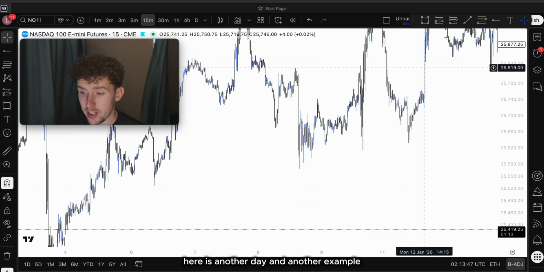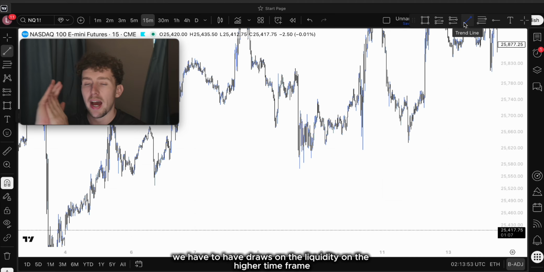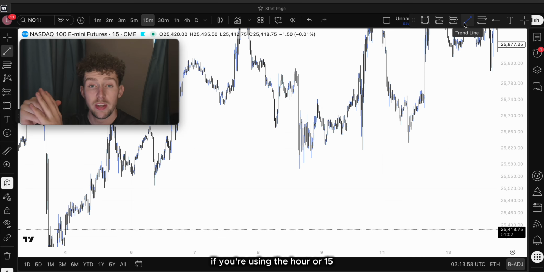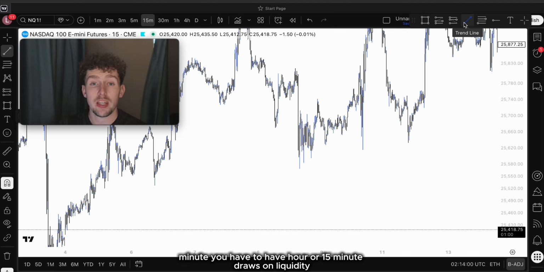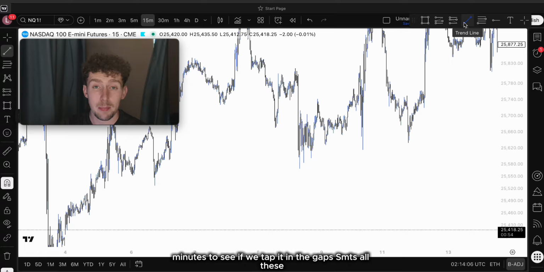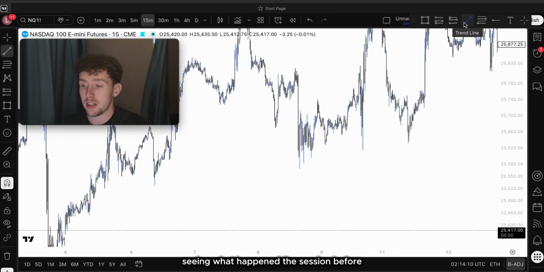Here is another day and another example. The most important thing, remember, always, is when looking at daily bias, we have to have draws on liquidity on the higher time frame. If you're using the hourly or 15-minute, you have to have hour or 15-minute draws on liquidity. And we need to use the hour and 15-minute to see how we tap into gaps, SMTs, all these different types of things, as well as seeing what happened the session before.